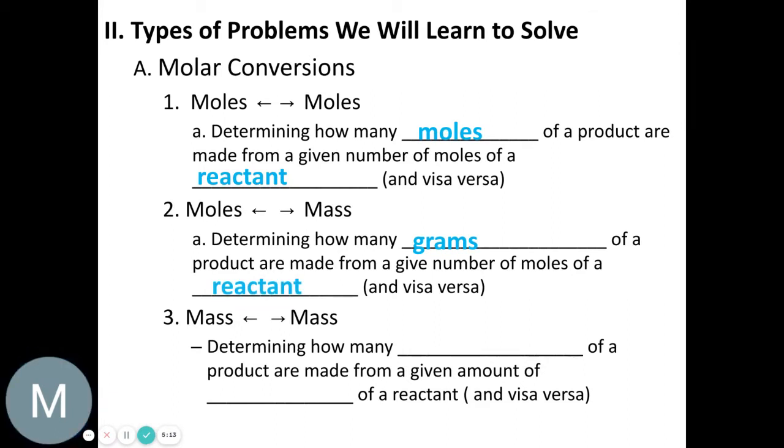And then we're going to learn how to go mass to mass, which is determining how many grams of a product are made from a given amount of grams of a reactant. Okay, so we'll get there. Not done yet. So we're going to do number 1 today.